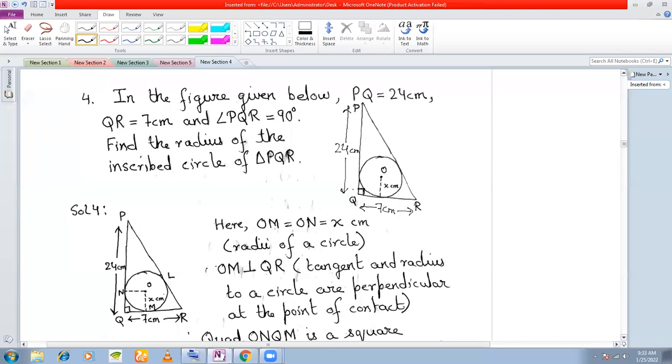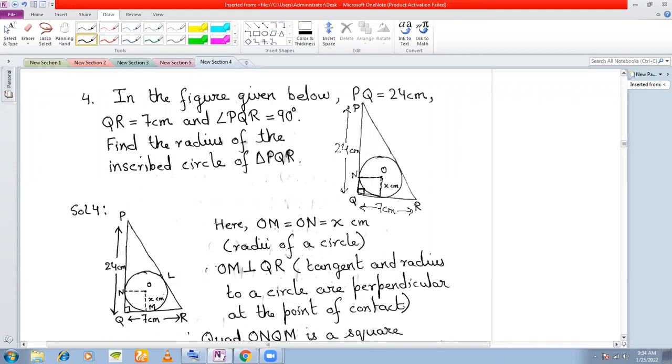Okay. Question is, find the radius of the inscribed circle of triangle PQR. You need to find out the radius of the inscribed circle. That means this circle that you see inside the triangle. You need to find out the radius of this circle. Okay. How will you find? If you remember question number 1, very similar to that, what you do is from here you drop a perpendicular on this, and let us call this N, so that you complete this square.